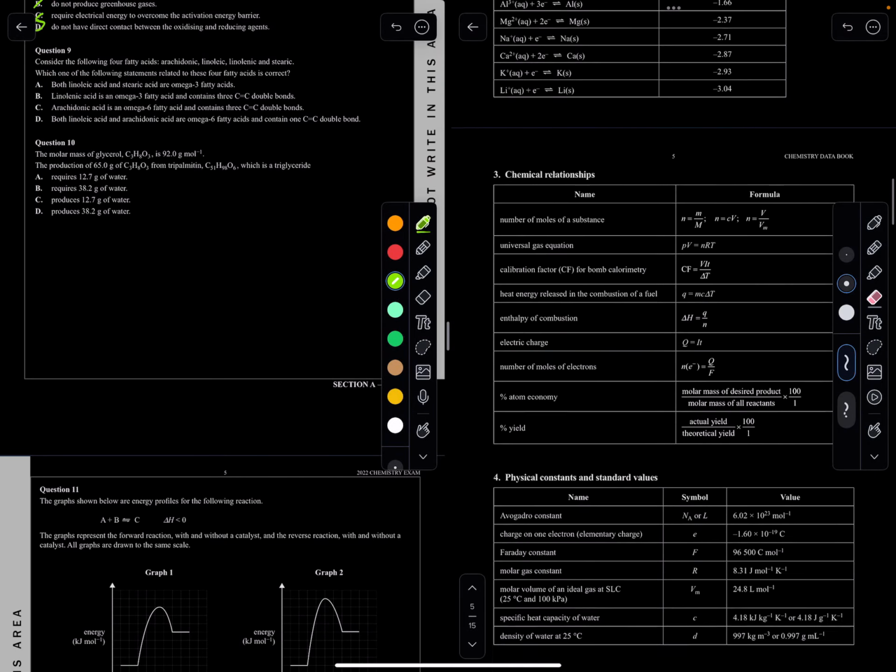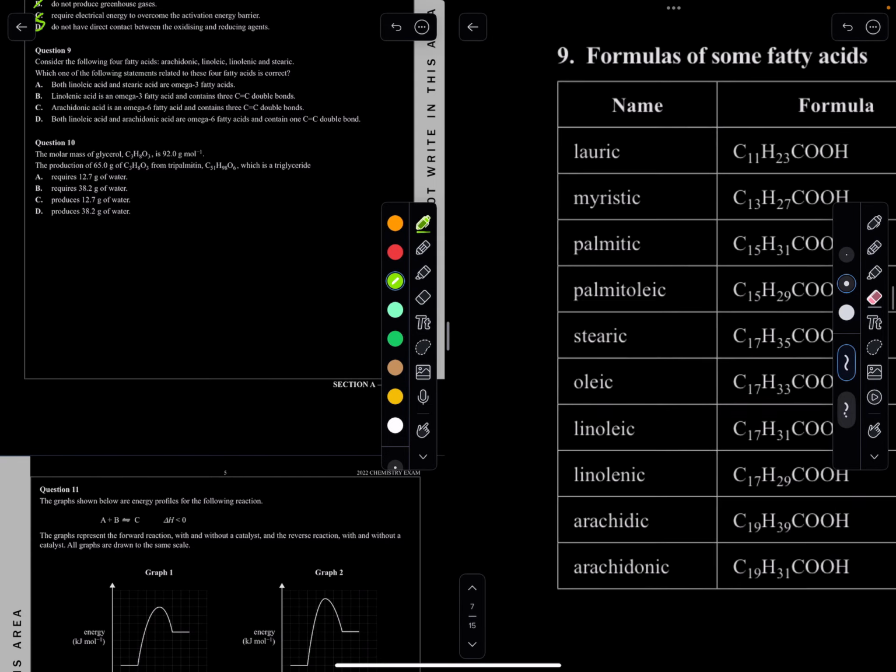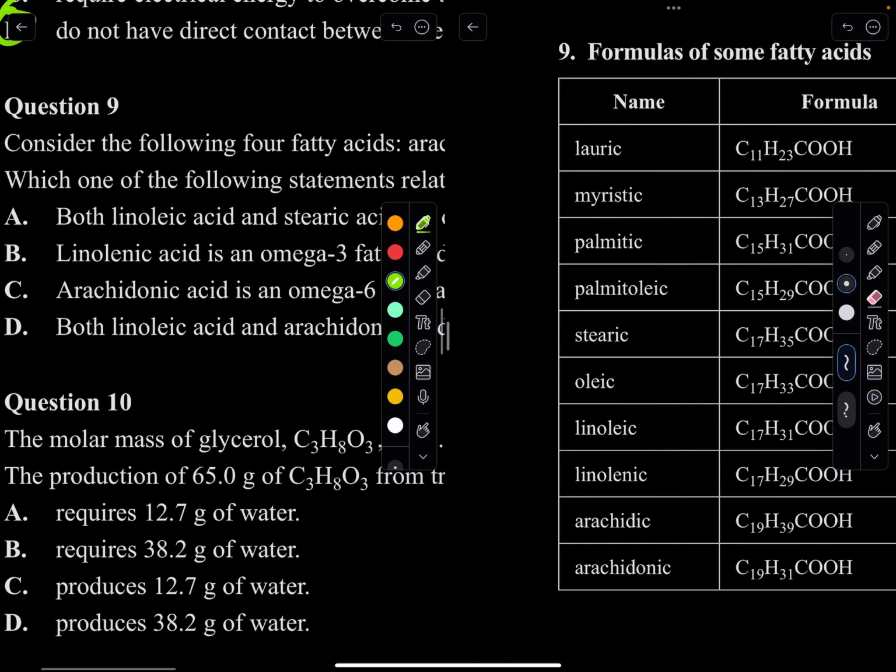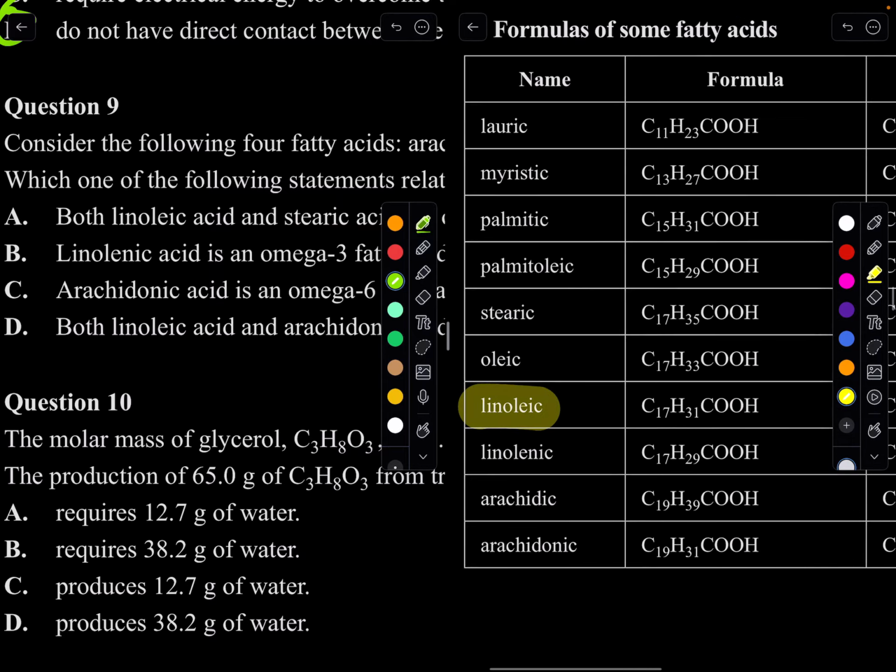So let's go to where they are. Here it is. So what we're looking at first is linoleic. Where is linoleic? Linoleic, which is this one here.